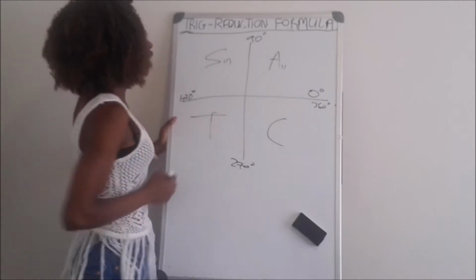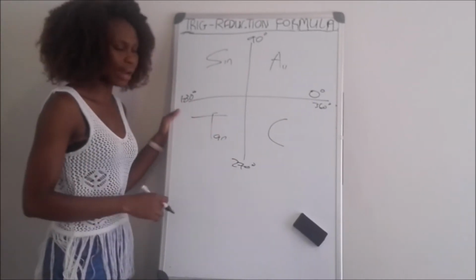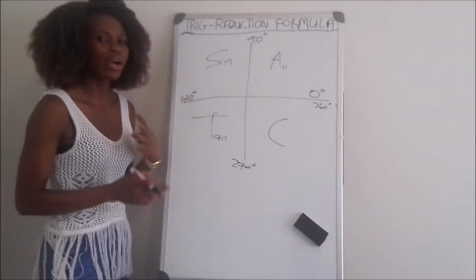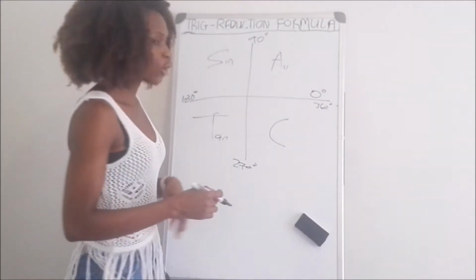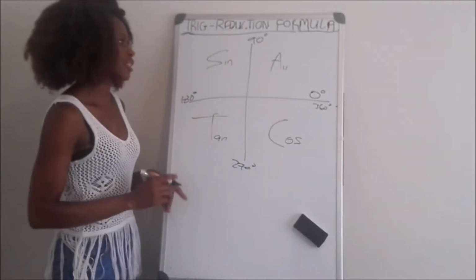In the second quadrant, only sine is positive. In the third quadrant, only tan is positive, and in the fourth one, only cos is positive.